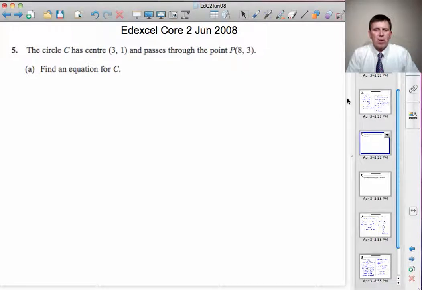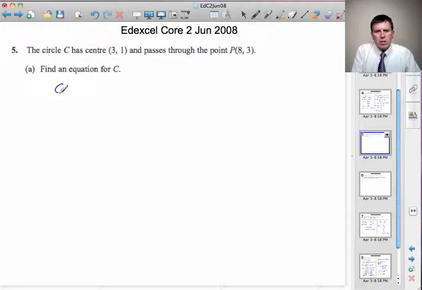Question 5. The circle C has centre (3, 1) and passes through the point P (8, 3). Find an equation for C. Well, let's write down the general equation for a circle first of all.